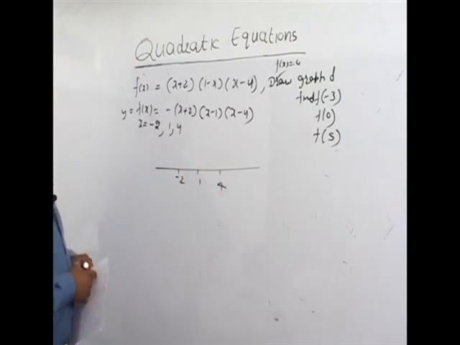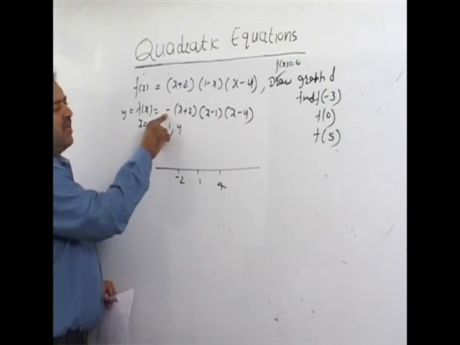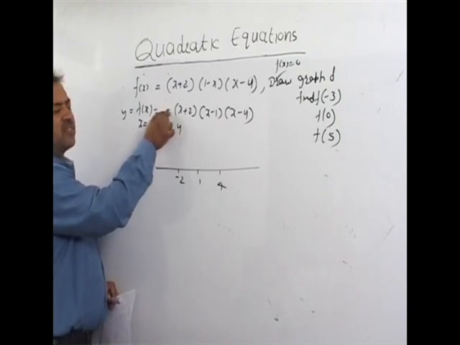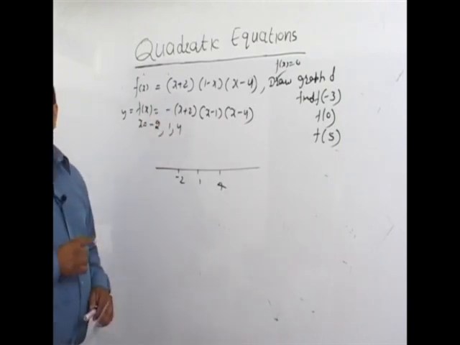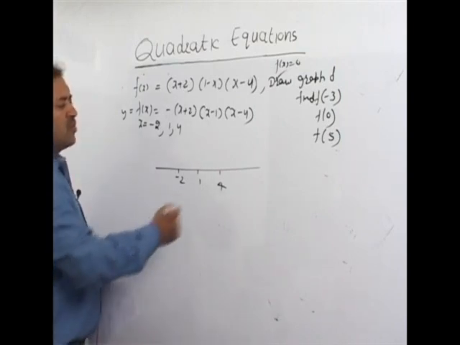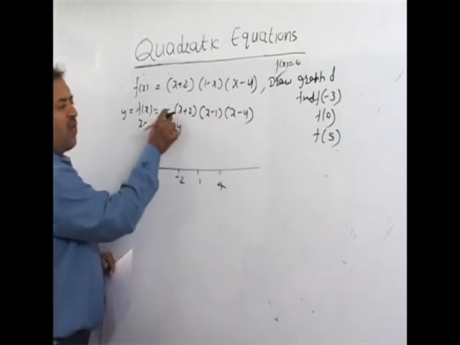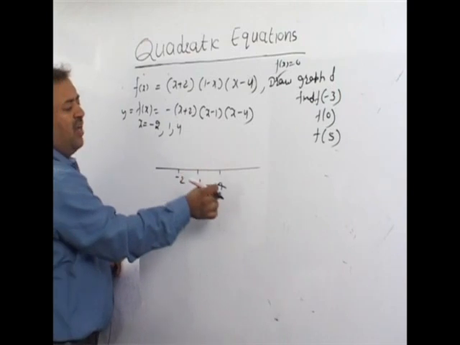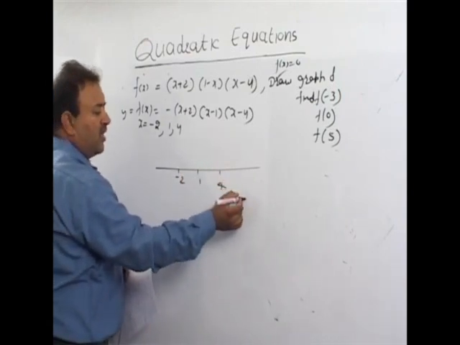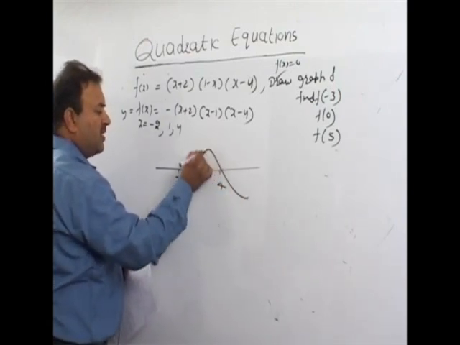See carefully, now here the coefficient of the highest term is negative. So in every graph I am going to start from here, but if the coefficient of x is negative, I'll start it from downward this way. The graph will be like this.